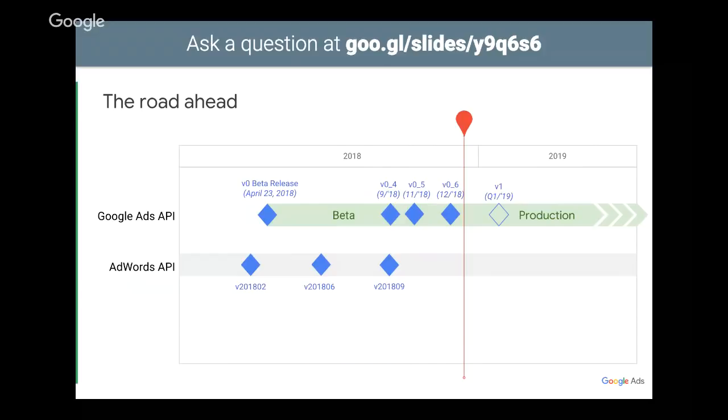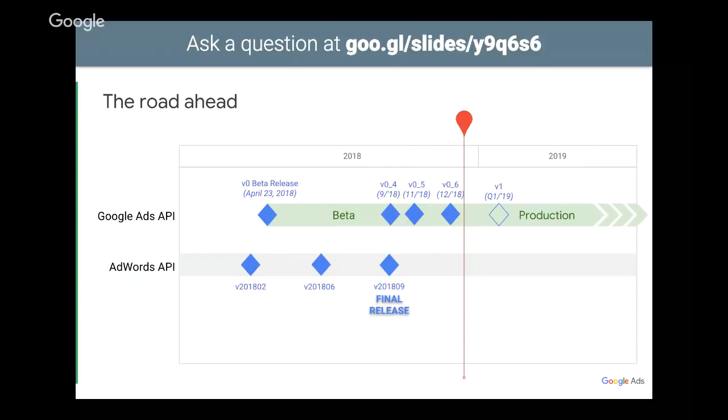And an important side effect of that, once we release version 1.0 in January, there are not going to be any more releases of the AdWords API. So that's the second major thing that we want to announce today and make clear to everyone who's working with the AdWords API. Version 2018-09, which was released at the end of September, is the last version of the AdWords API. No new features and no new incremental updates to the AdWords API are coming.